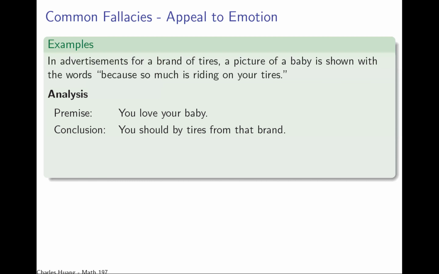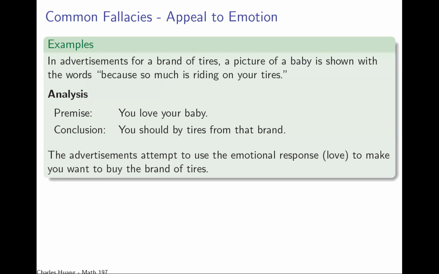The premise that we have here is simply, well, we love our babies. Babies are amazing. And we're sort of using an emotional response. Everyone loves babies, to make you want to buy the brand of tires. And of course, we know just because we love our babies has nothing to do with why we need to buy that brand of tire, right?